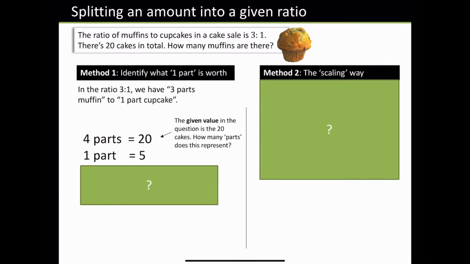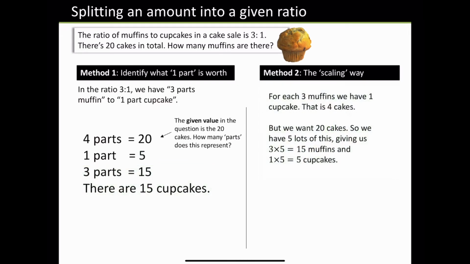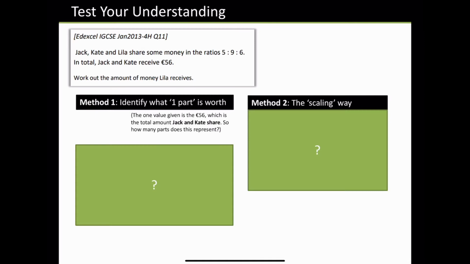And therefore 1 part is 5, 3 parts is 15. So there's 15 muffins. The other method, the scaling method, is for each 3 muffins we have 1 cupcake, so that's a total of 4 cakes. We want 20 cakes, so we have 5 lots of that.